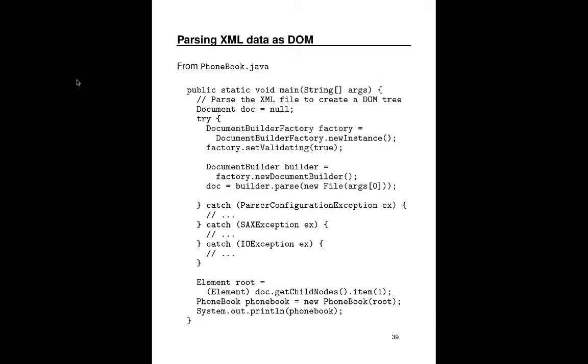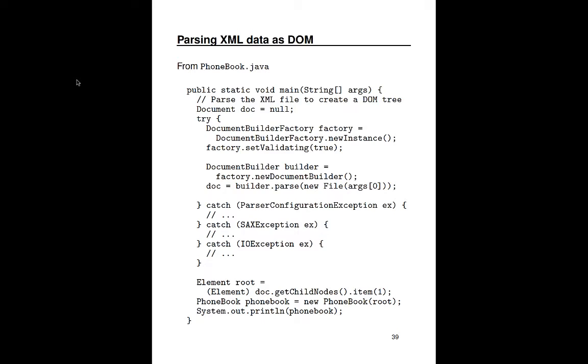So here's some code from the main method of PhoneBook that uses these APIs to parse XML data and create a Document object, a DOM object from it. What we're looking to create is a Document object, and that's going to be our doc variable there. And inside a try-catch block, we do the following. We get a DocumentBuilderFactory by invoking the static newInstance method. And we say we want it to be validating, meaning that when it parses the XML, it should check it for correctness and also conformity to a document type definition.